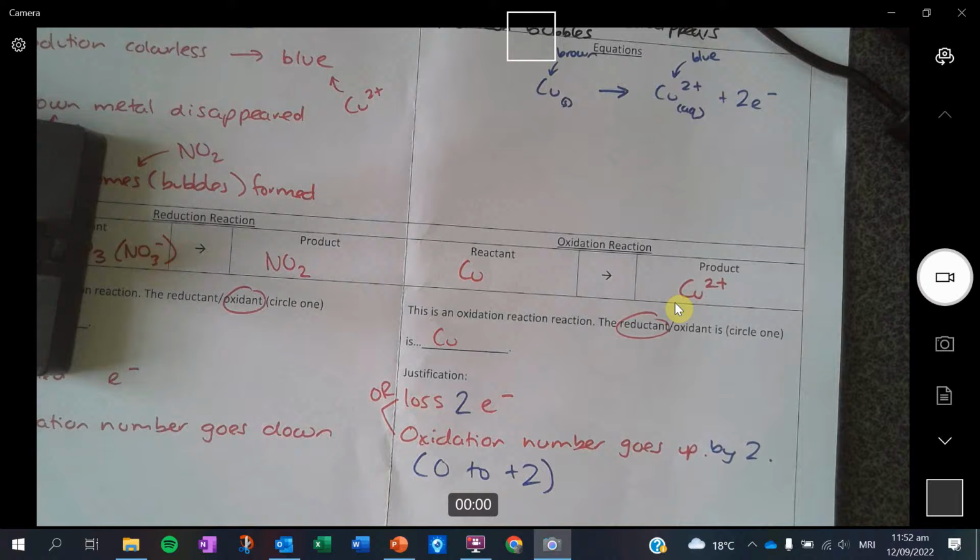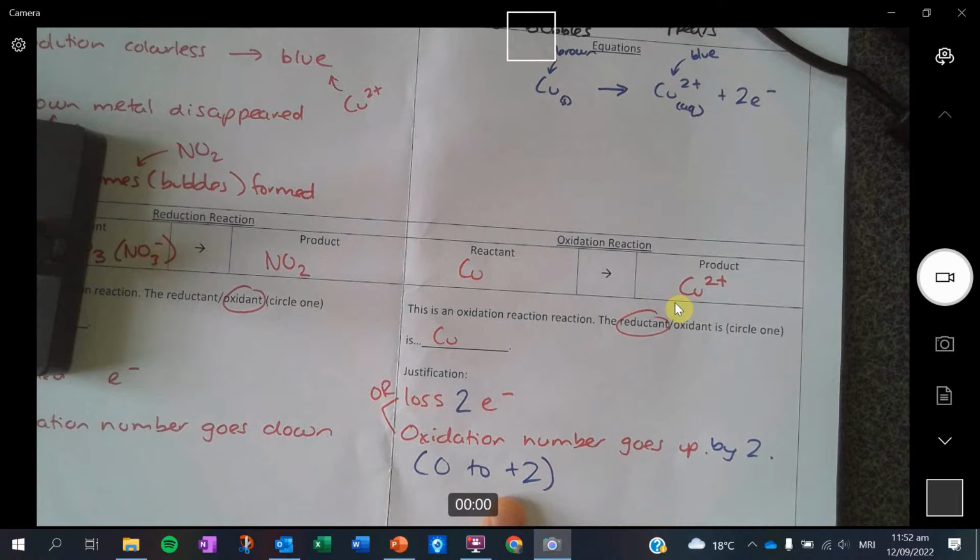When we're doing oxidation numbers, the positive or negative goes in front. When we're doing charges, it goes behind. All right? Here's some good news for you guys. That is enough for a merit.